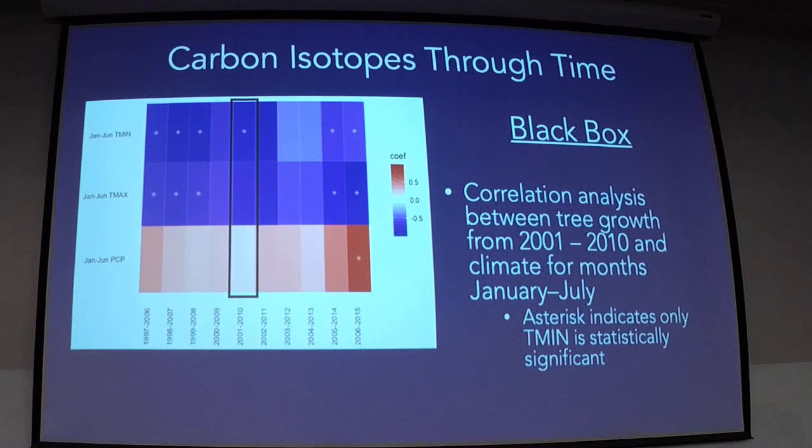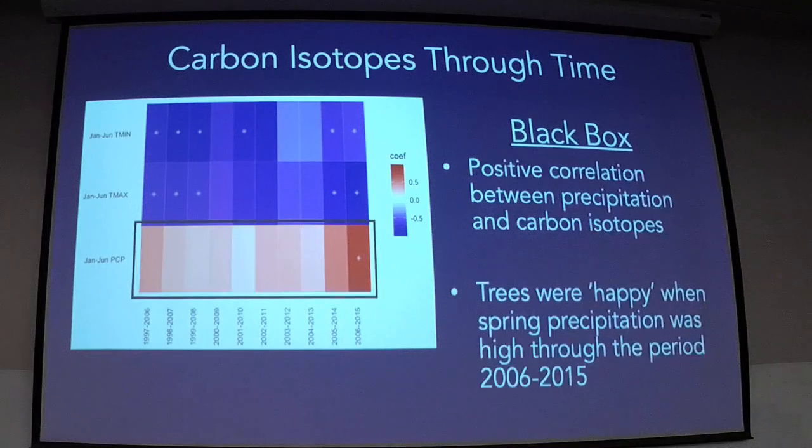Still kind of the same idea here. But one of the interesting factors here is this bottom row. Precipitation is a positive correlation through time, which makes sense. But it's actually only significantly correlated with that last window of years, which is 2006 to 2015. So we don't see this signal going back in time. It's really a recent signal.